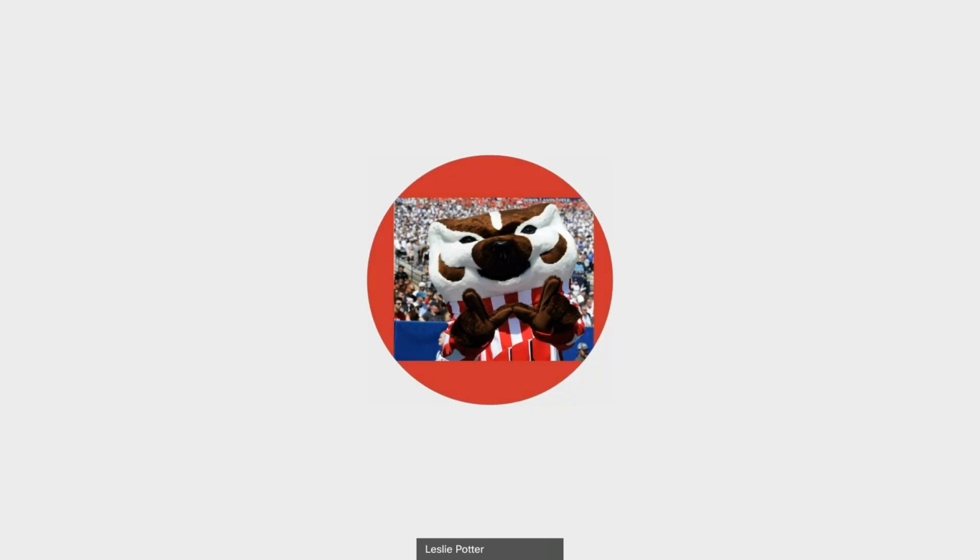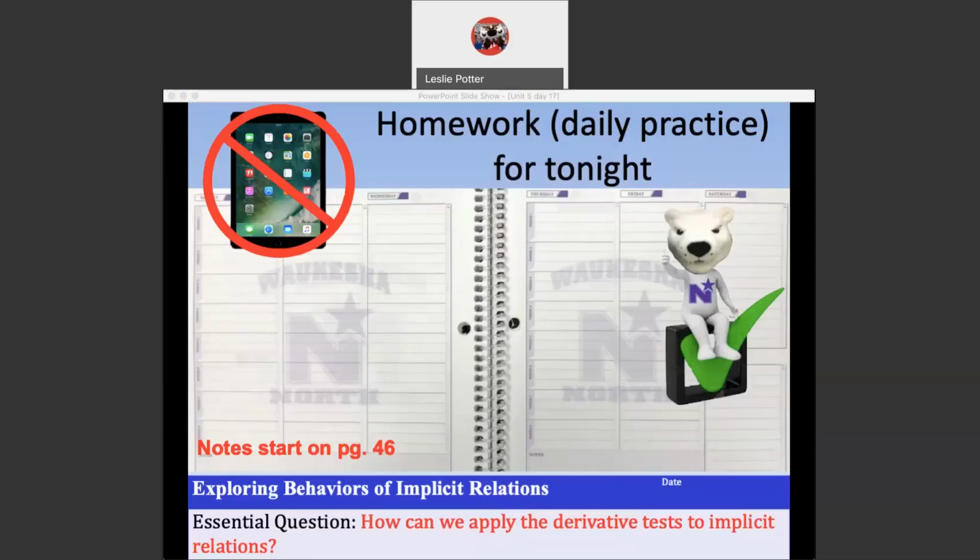Unit 5, Day 17 notes, and they start on page 46. And we're back to looking at, just for the last time here, implicit relations.